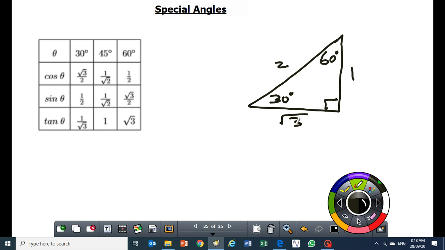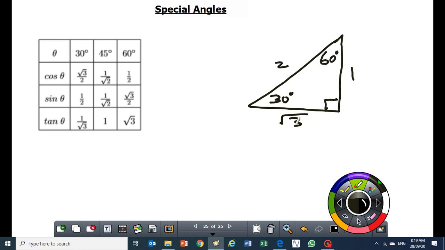So if you can manage to memorize the ratios, it's fine. But if you can memorize this right angle triangle, such that the hypotenuse is 2 units, the opposite side with reference to 30 degrees is 1, means the adjacent side is going to be square root of 3. I hope you are aware that this square root of 3 comes from the theorem of Pythagoras.